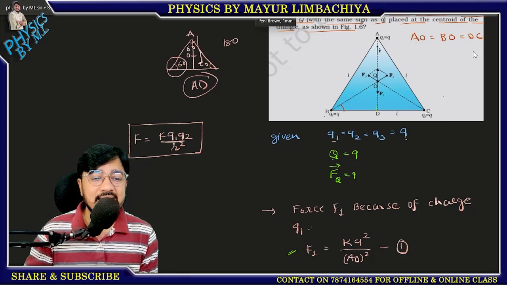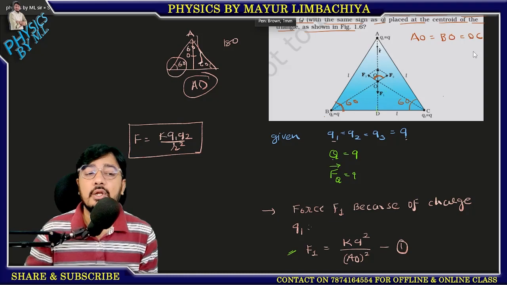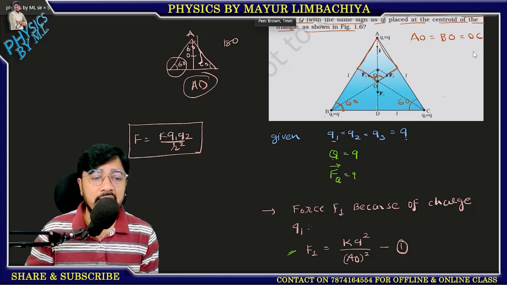Suppose this angle is, let me take a total angle, 60. And this angle will be 60 as well. What will be this angle? If I draw a line like this, you can see it is a quadrilateral shape. The summation of all angles of this quadrilateral shape will be 360.